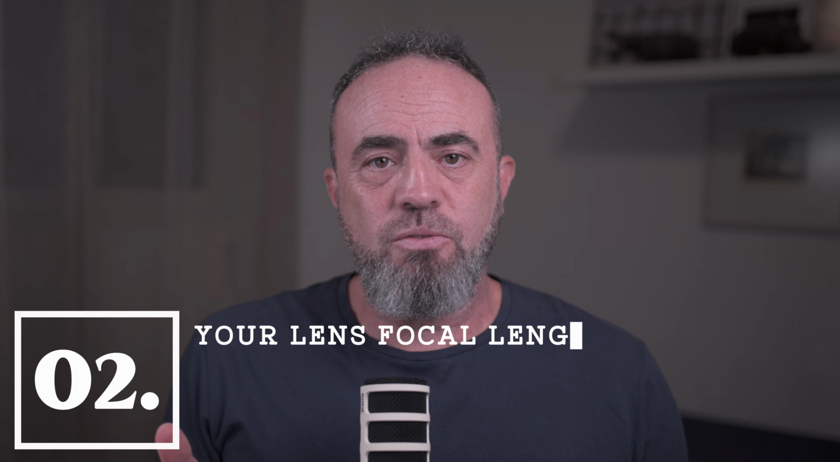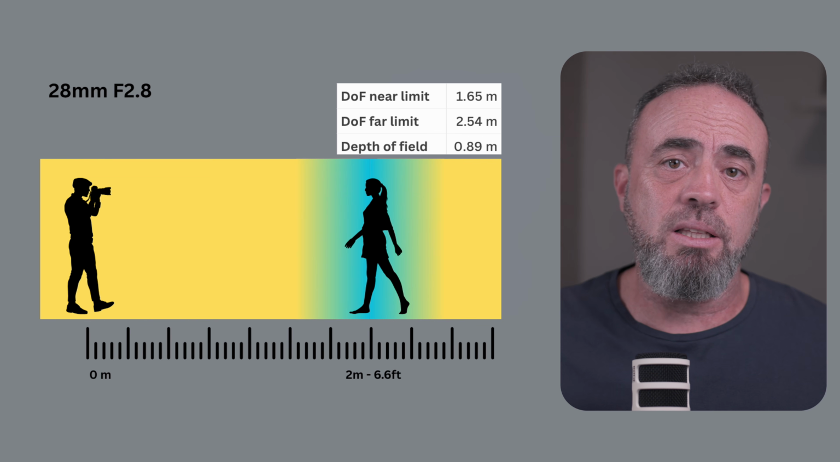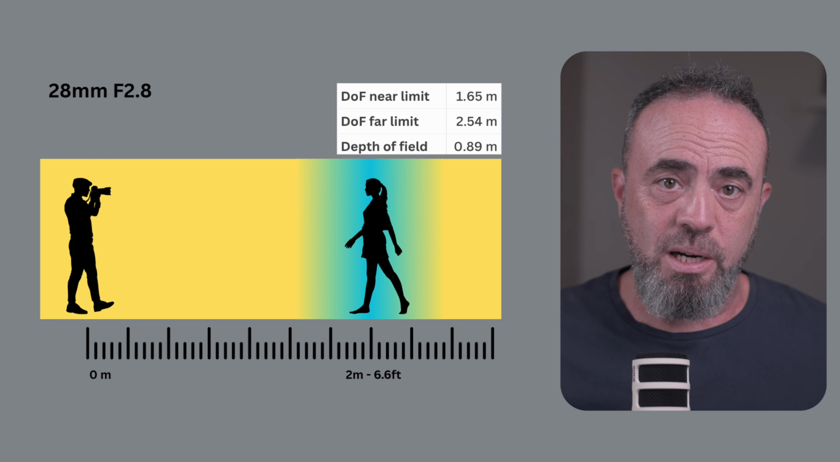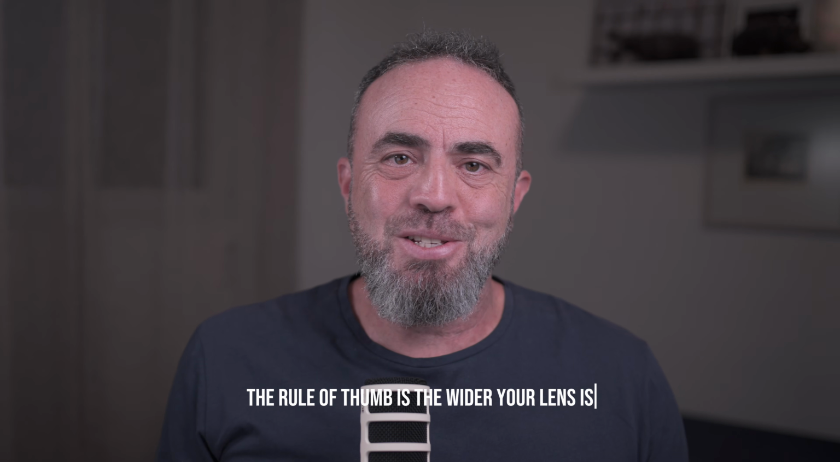But when you're buying a lens, there is one more factor to consider, and it is the lens focal length. Depth of field changes drastically between different focal lengths. For example, a 28mm at f2.8 will have significantly larger depth of field and less blurred background than a 135mm lens at f2.8. The rule of thumb is, the wider your lens is, the larger the depth of field is, and the less background blur will be in your photograph. So wide lens, no background blur; tight lens, telephoto lens will usually have more.